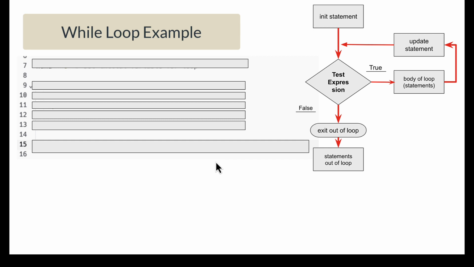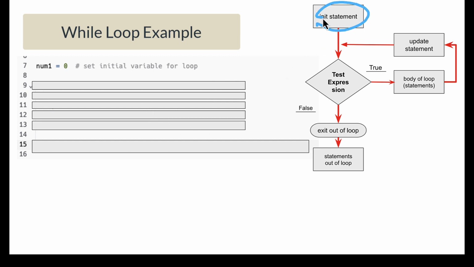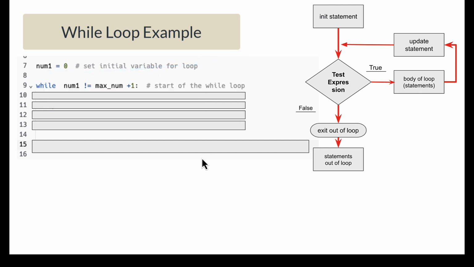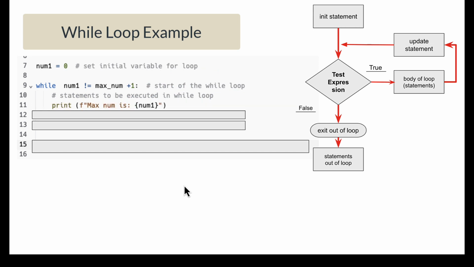All right, so let's look at the code. We have our initial statement, num is equal to 0, so we're setting a variable. Then while num is not equal to max num plus 1, this is going to be the start of our loop. And here are going to be our execution statements: print max num is num. So that's going to be our values, because right now this would be at 0.